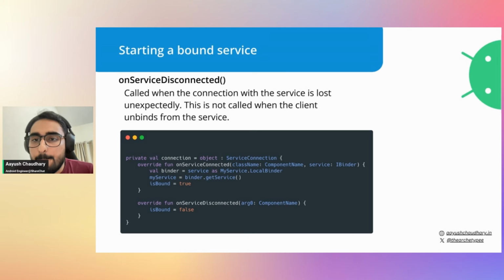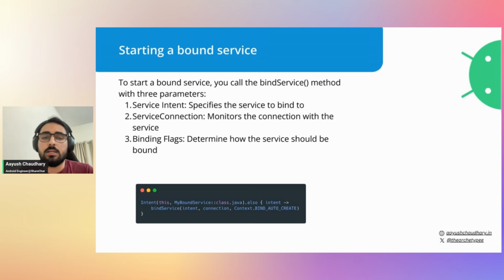Next slide. To start a bound service, you can call the bindService method, which has three parameters. Service intent specifies the service you want to bind. Then you provide the ServiceConnection, which we just created. Then you have to provide a binding flag to determine how the service should be bound. For example, in this case, we are providing BIND_AUTO_CREATE. It automatically creates the service if it does not already exist.